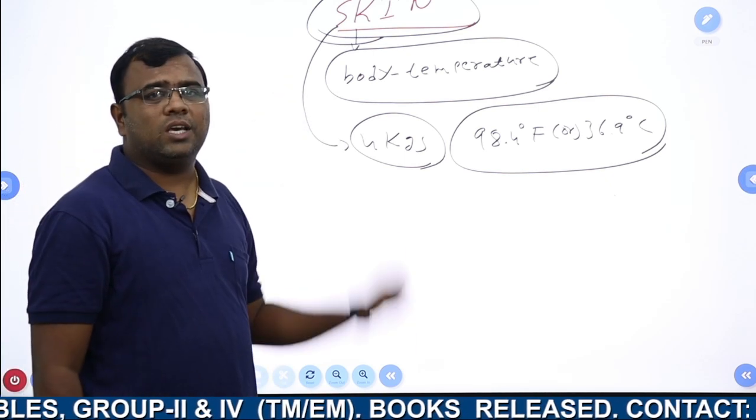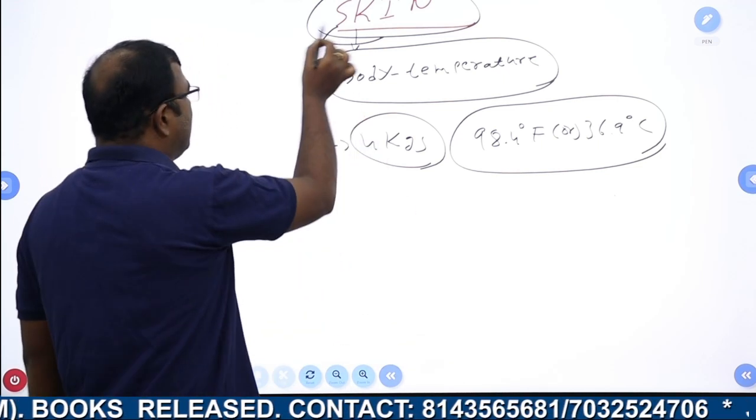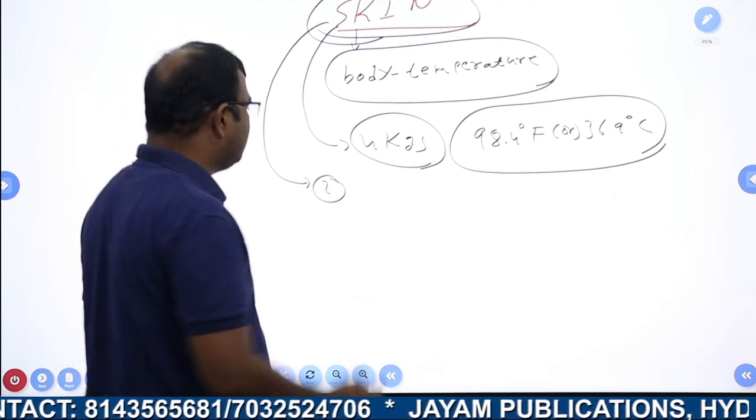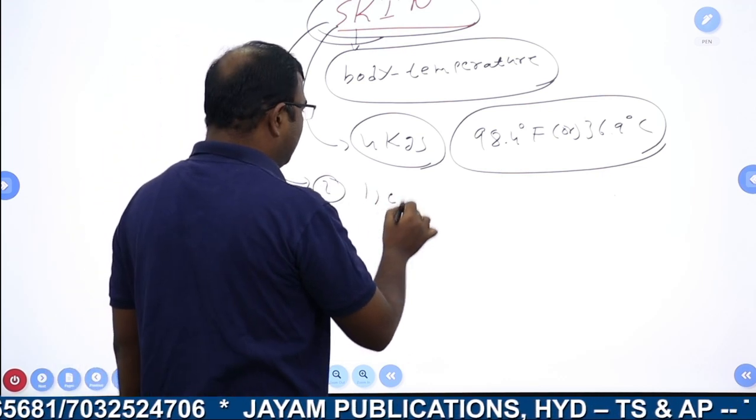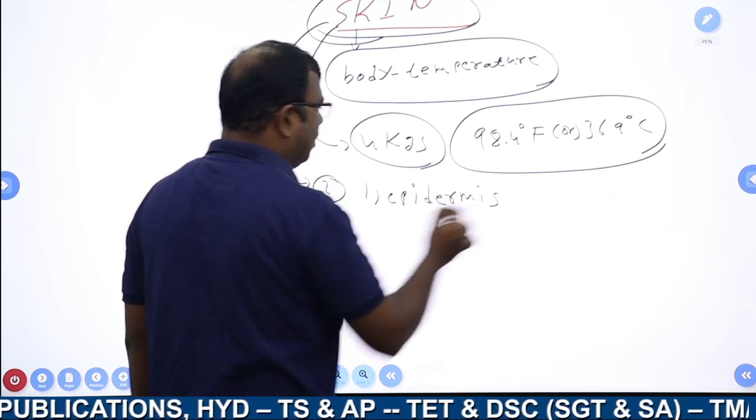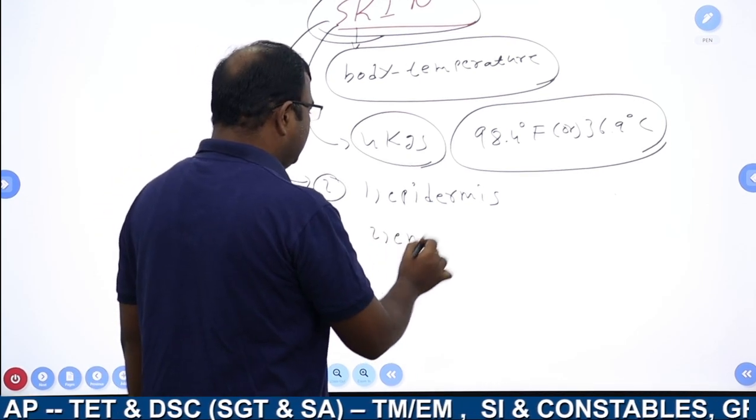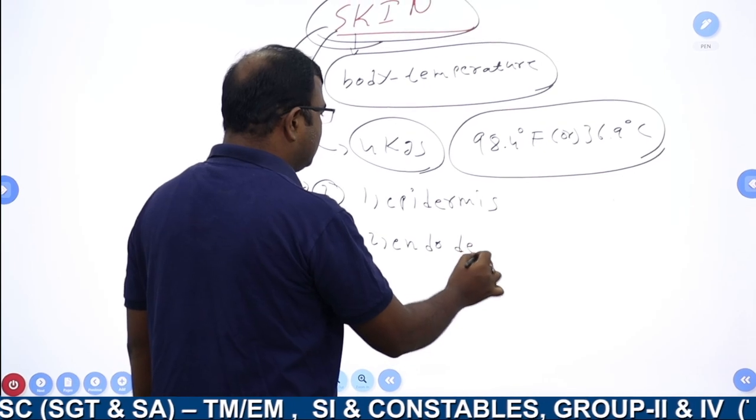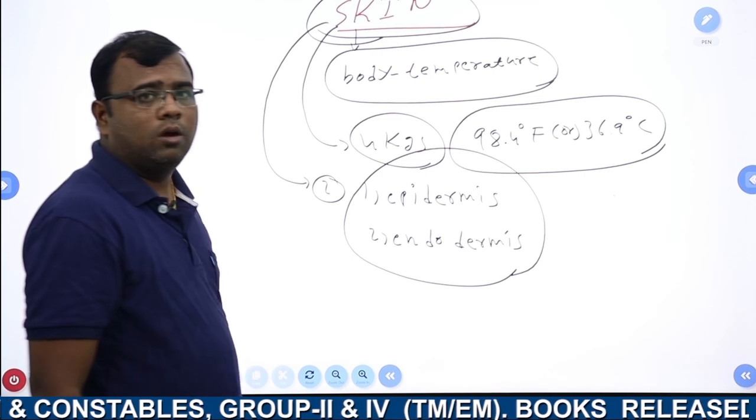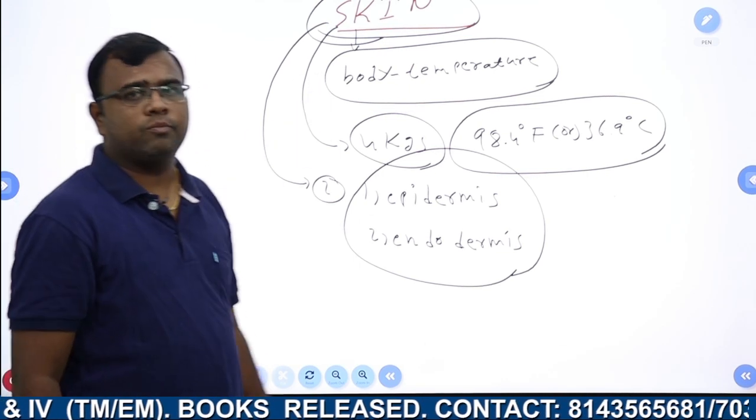The skin is divided into 2 parts. The first one is the epidermis. The second one is the endodermis. Once again, I repeat the skin introduction topic.